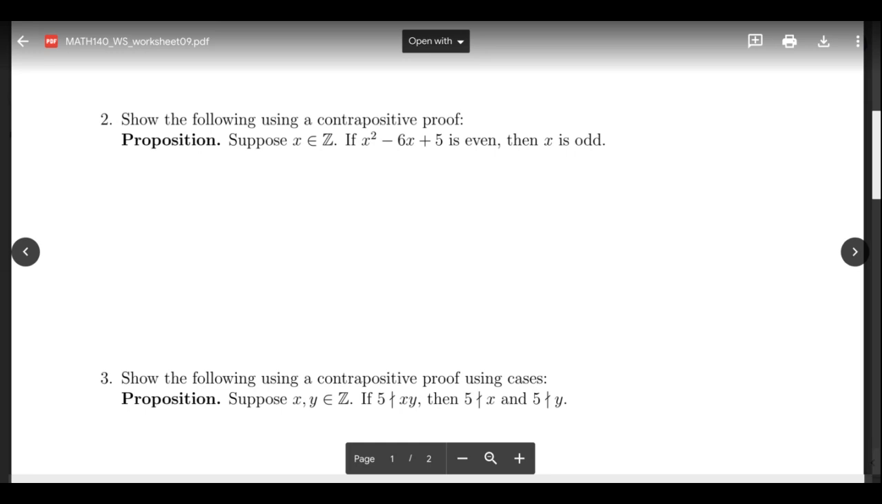For 3, we negate the Q, right? What's P, what's Q? P is: 5 does not divide xy. Q is: 5 does not divide x, and 5 does not divide y. So when we negate Q, it becomes 5 divides x or 5 divides y.